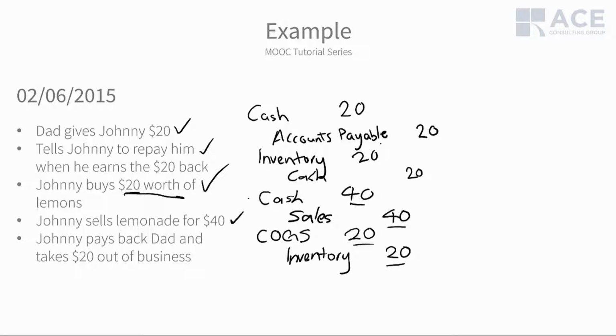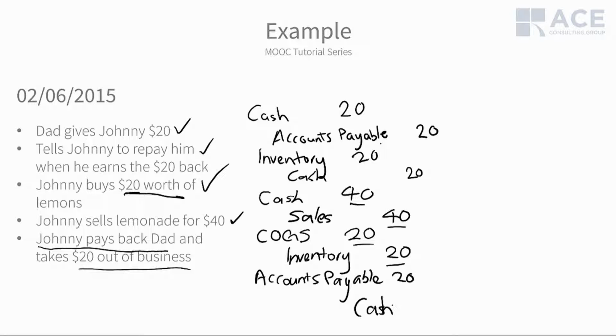So lastly, Johnny paid back his dad and took $20 out of the business. So this is another two-part transaction. They should have been written in different bullet points, but too late now. So the first thing that happened was that he paid back his dad. So let's actually debit our accounts payable by 20, and let's credit our cash account by 20.